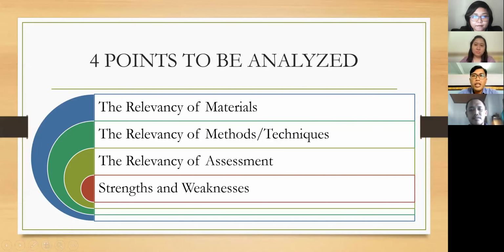There are 4 points to be analyzed. There are 3 aspects for relevancies in this case. The first is the relevancy of materials. The second is the relevancy of methods or techniques. And the third one is the relevancy of assessment. The other points that we are going to analyze are the strengths and the weaknesses of the syllabus itself.